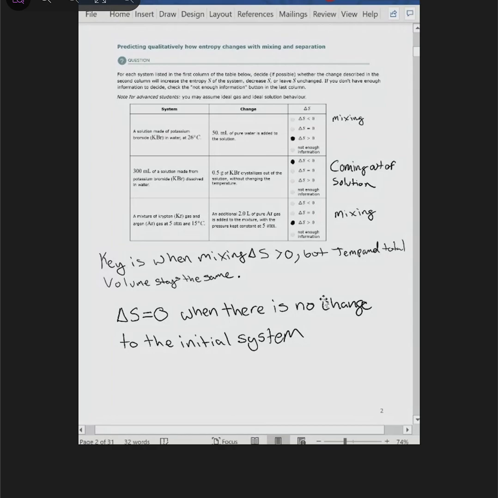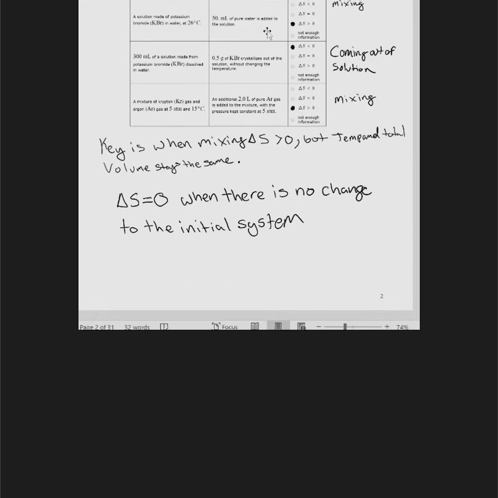Okay, so next one is predicting qualitatively how entropy changes with mixing and separation. Again, we have our system and what we're going to do to the system, and we want to figure out what's happening to delta S. A solution made of potassium bromide is in water at 26 degrees centigrade. 50 milliliters of pure water is added to the solution. So how do we answer these types of problems?